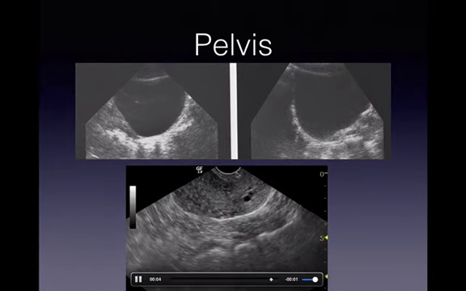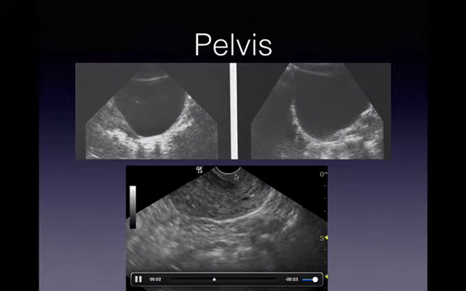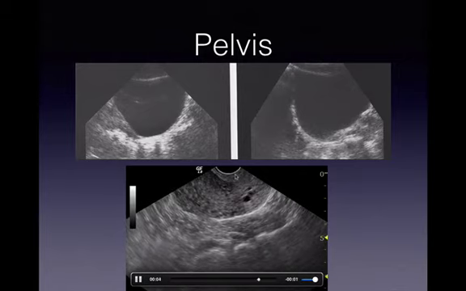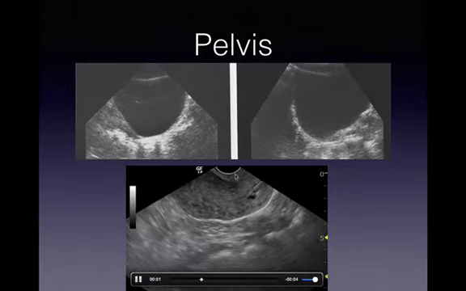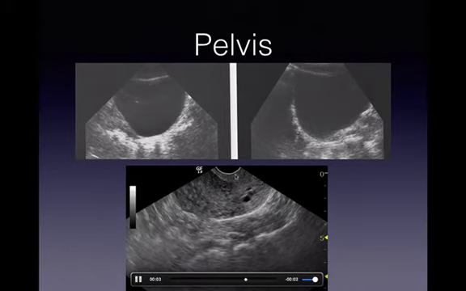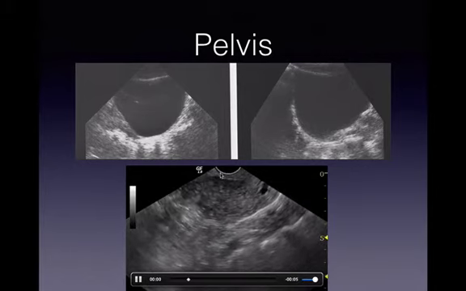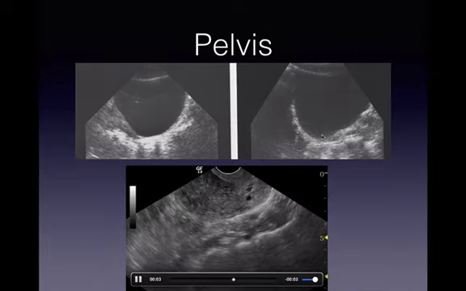Now, some institutions used to do a transvaginal FAST on all women because it increases the sensitivity, but the women weren't exactly into that so much, so most institutions just do transabdominal.